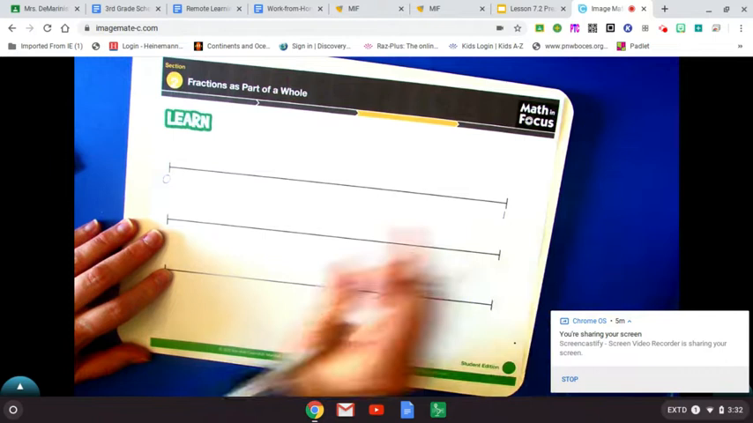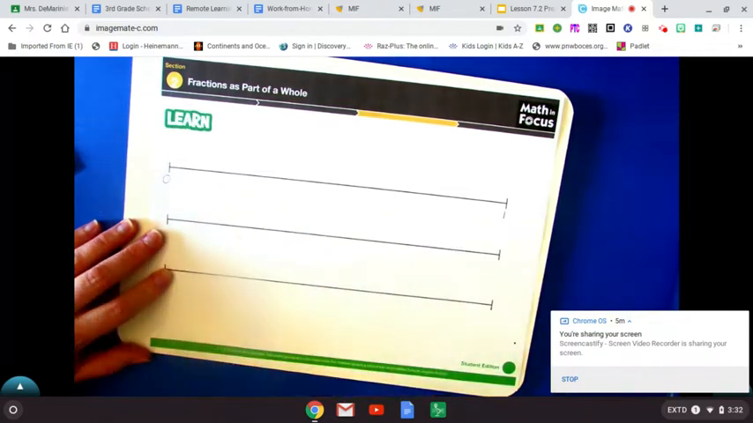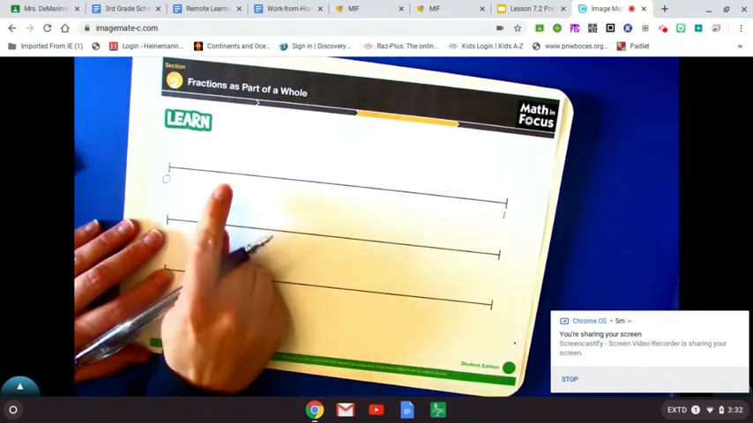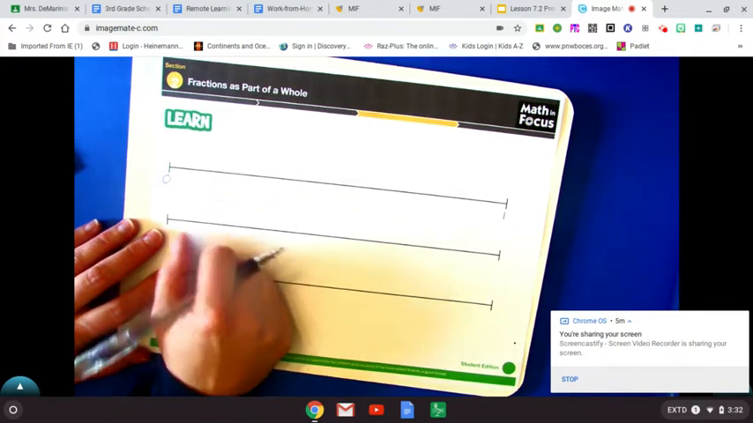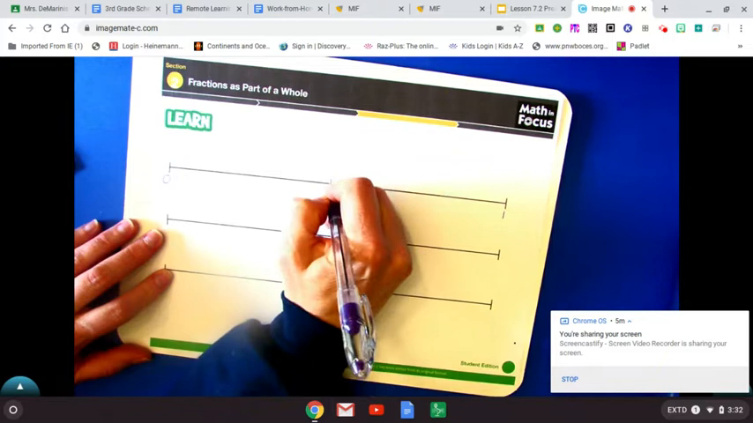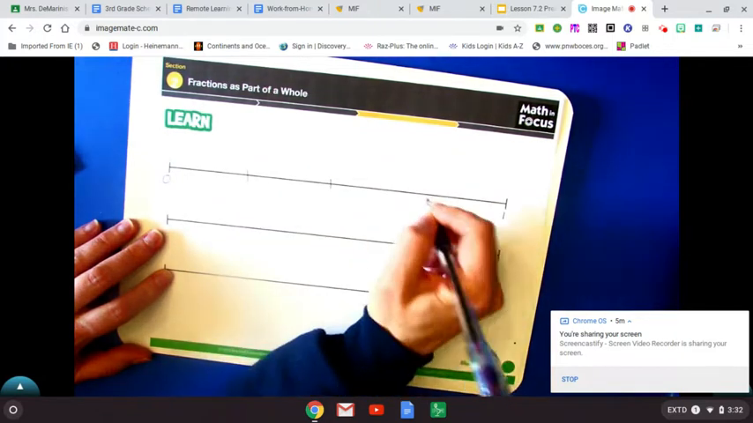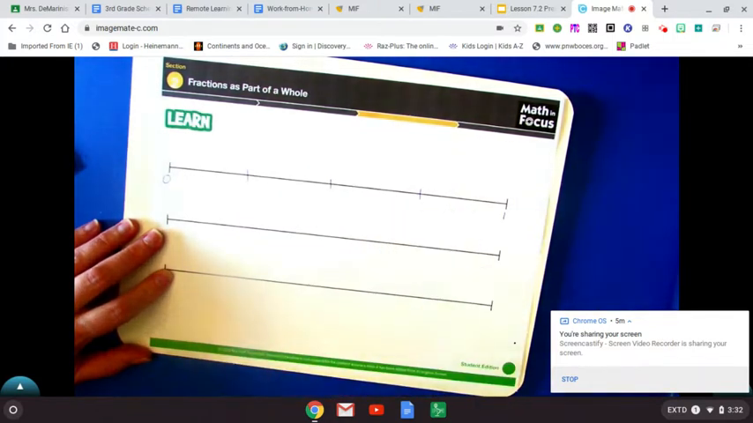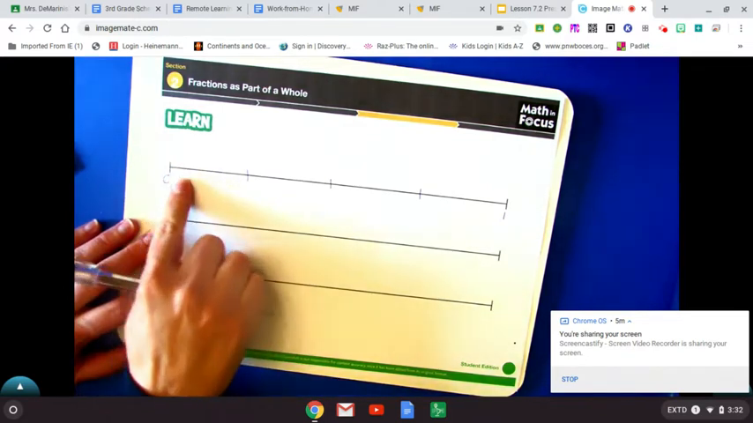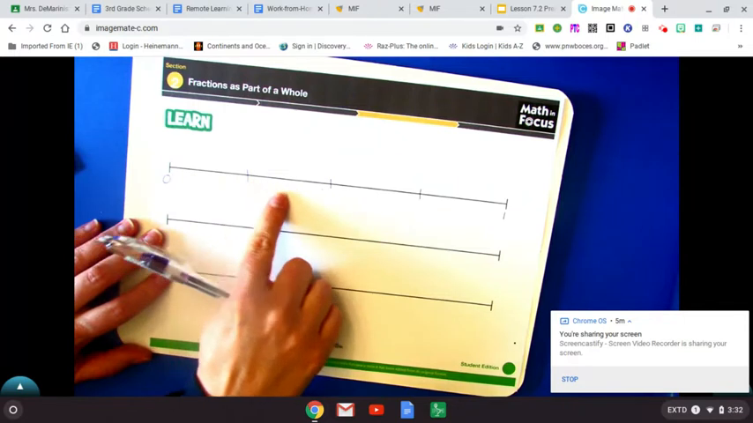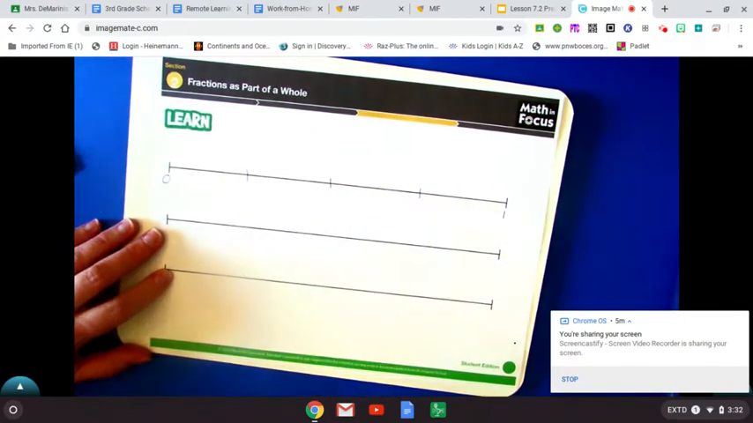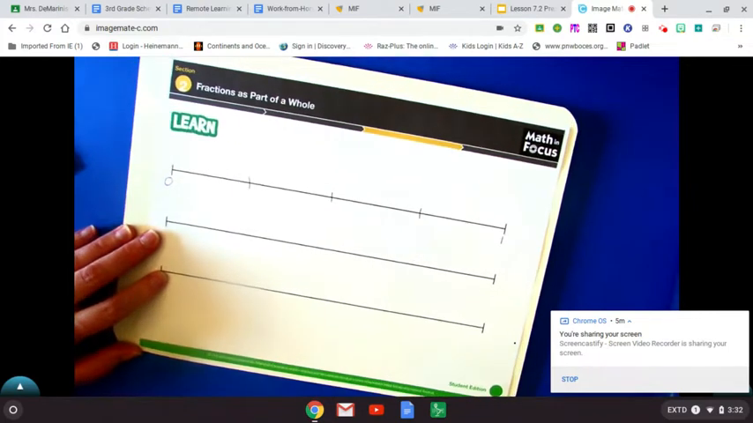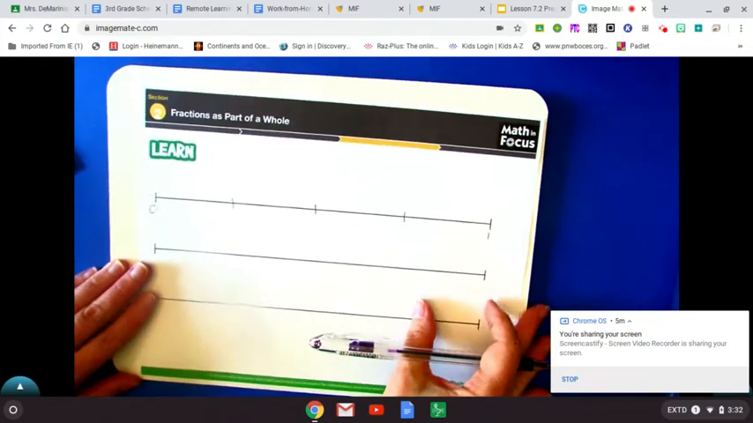This represents one whole. This number line I'd like to divide into 4 equal parts. Let's count the parts that this number line is divided into. 1, 2, 3, 4. Thumbs up if you agree that I divided this number line into 4 equal parts.